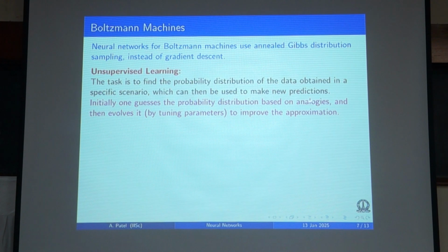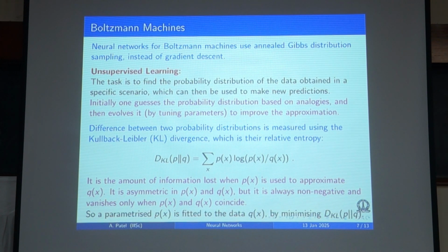So what is done in unsupervised learning is, they don't know anything about the physical context of the data, so they just use some analogies which will guess some initial probability distribution and then evolve it by tuning all kinds of parameters to improve the approximation. This is a kind of exercise we do in high school while trying to fit a curve through data, in some sense. But you can't get something from nothing, so you have to make some assumption. I will come back to that assumption. But here you need a criterion for making the probability distribution fit the data as well as possible.